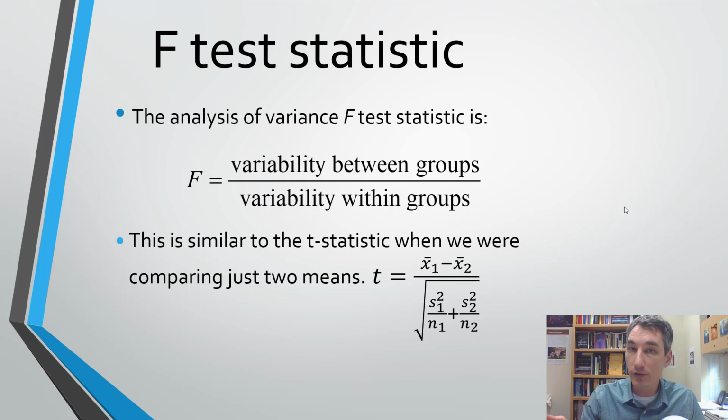Now, the F statistic has a complicated formula. We're not going to use it. We're not going to need it. The shorthand is that we look at the variability between groups divided by the variability within groups.